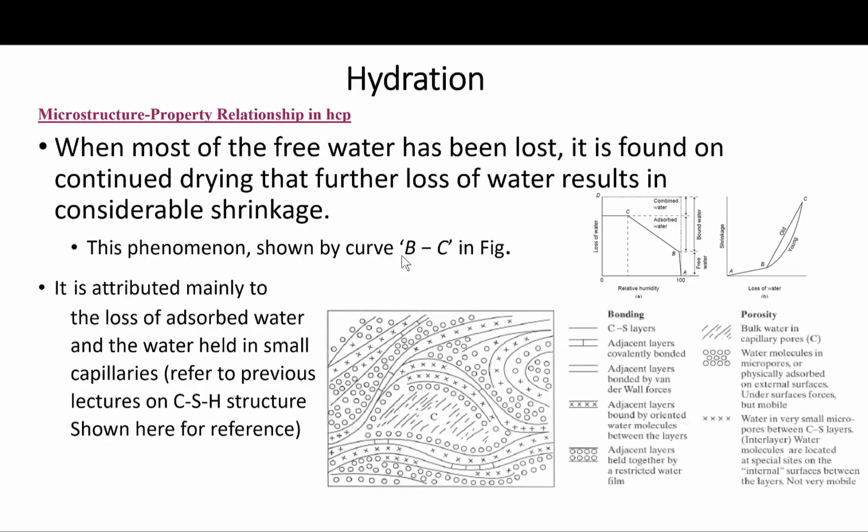So the curve BC is attributed mainly to the loss of adsorbed water and the water held in the capillaries. As you can see here, I talked about this schematic several times before, and we talked about the bonding, the porosity, the type of pores, and the effect of the loss of this type of water, whether it causes shrinkage or not.